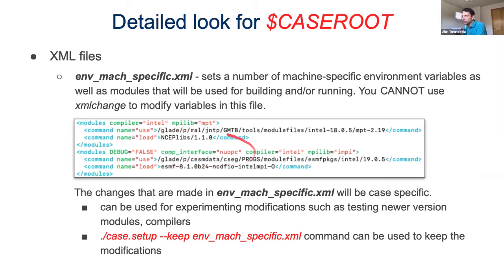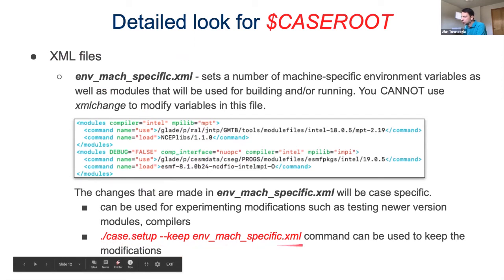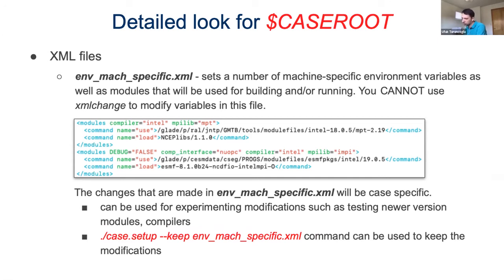And if you modify this XML file, you need to issue this command, case.setup --keep-env-mach-specific-XML. Otherwise, when you run or when you build the model, this will be overwritten. So if you want to keep this customized version of the XML file, you have to issue this command before case.build or case.submit.